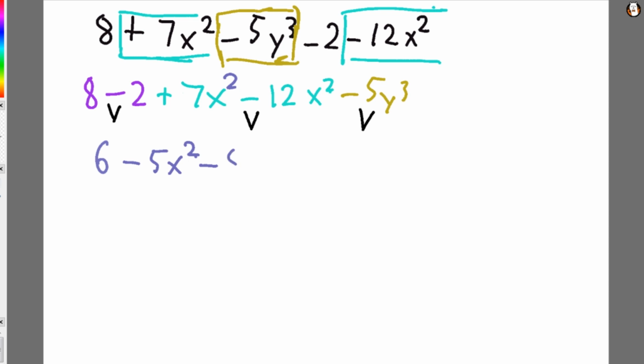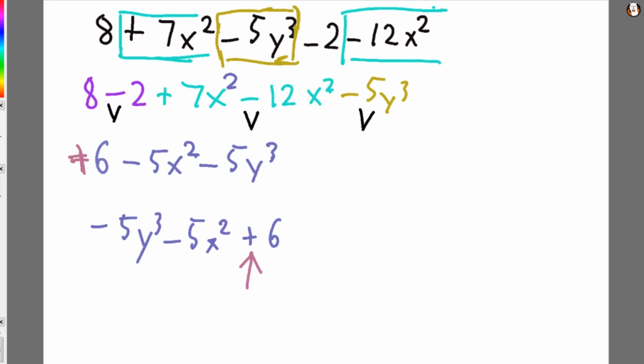And then we have just negative 5y cubed. And we can rewrite that as negative 5y cubed, and then negative 5x second power, and then plus 6. Now you might be wondering, where the heck is that plus coming from? But this is a positive 6. Positive 6 right here. So yeah, that's basically it.